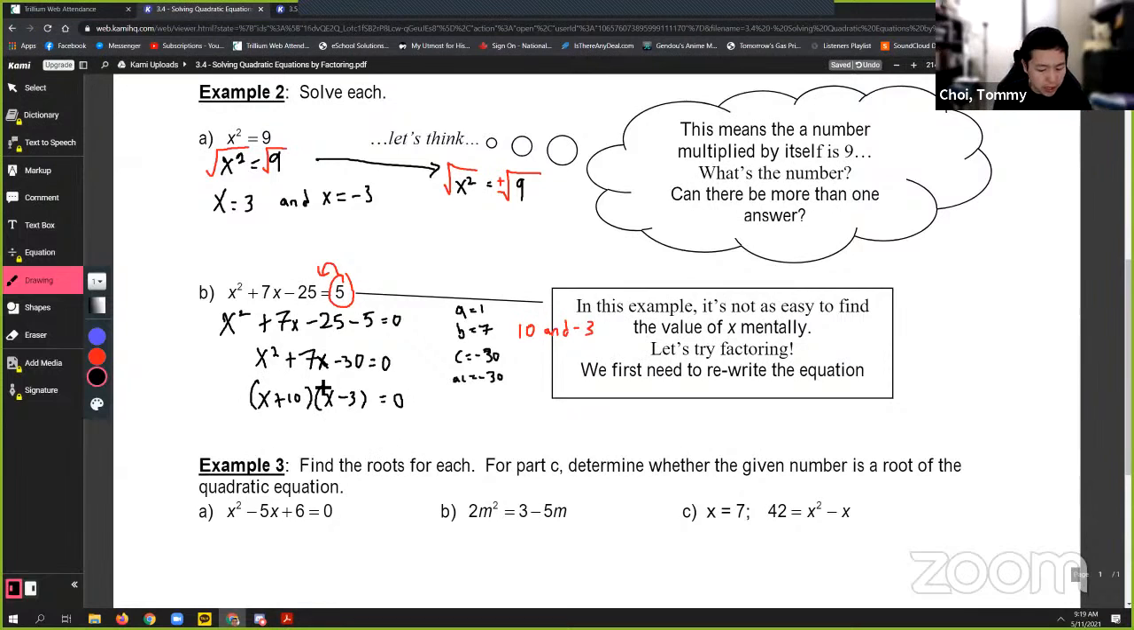Yesterday, some students asked how to solve this again. Remember, it's just taking each bracket and setting it equal to 0. The first bracket, number 1, would be x plus 10 is equal to 0, and number 2 would be x minus 3 is equal to 0. You set both equal to 0 and solve, which gives x equals negative 10, and x equals 3 on the second one. So this is how you solve by factoring. You first factor it, find the brackets, then set each bracket equal to 0 and solve for the answer.